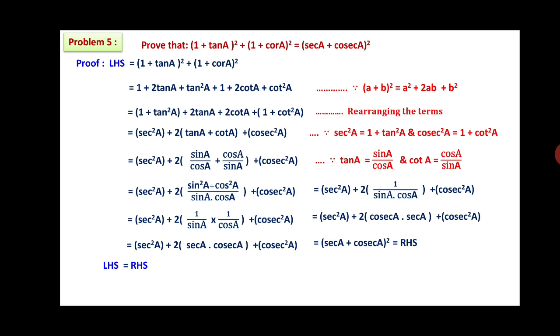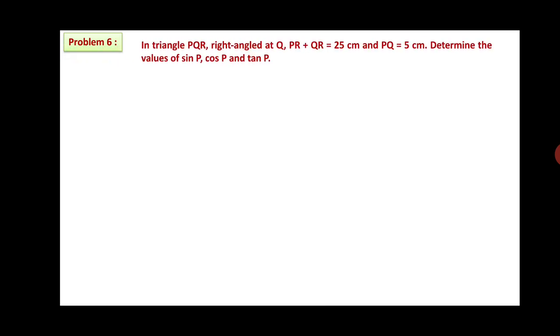Therefore LHS is equal to RHS. Therefore you are getting the result as 1 plus tan a bracket square plus 1 plus cot a bracket square is equal to bracket sec a plus cosec a raised to square. We'll see the next problem.